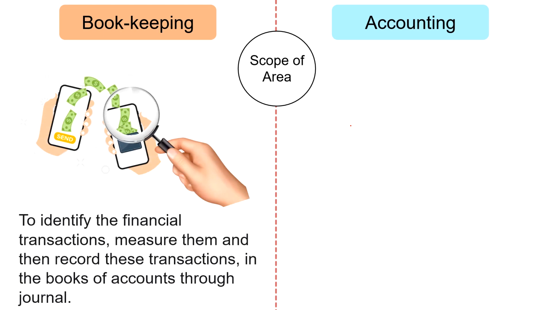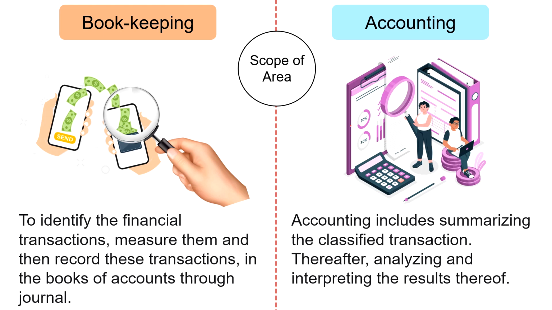Next, scope of area. The primary function of bookkeeping is to identify the financial transactions, measure them, and then record these transactions in a systematic manner in the books of accounts through journal. Conversely, accounting includes summarizing the classified transactions, which involves preparation of trial balance and final accounts. Thereafter, analyzing and interpreting the results thereof.